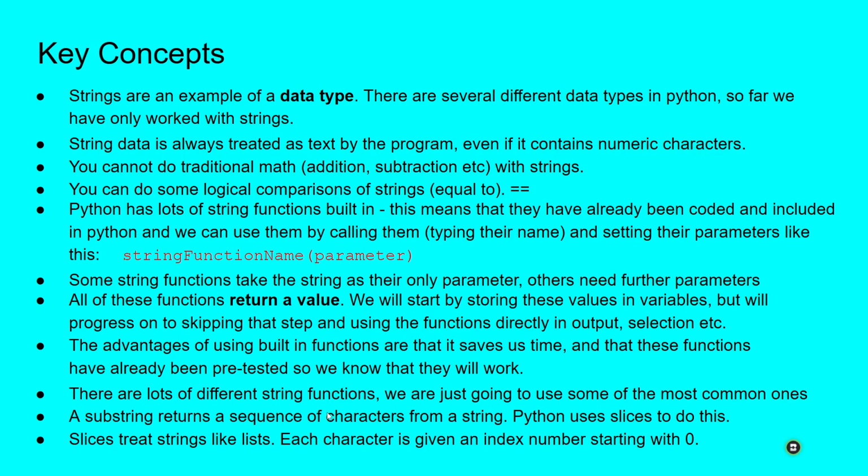There's a lot of different string functions. We used some of the most common ones within these notes, and whenever we're making substrings or slices, they just return a sequence of characters from a string. Python uses slices to do this. Whenever you're using your slices, you're treating the string as a list, so each character is given an index from 0 all the way to the end of whatever the length of that string is. Alright, that should be it.